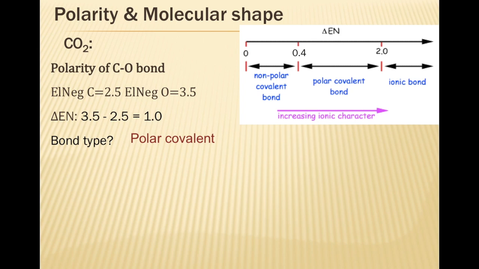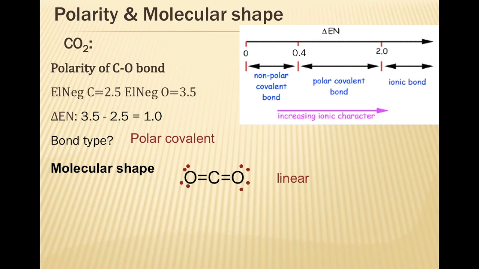Now we're going to look at the shape of carbon dioxide. To figure out shape, the best way to do it is to draw a Lewis structure, because that shows us how many electron pairs there are in the atom. So the shape of carbon dioxide is linear because it's got two electron groups, which are on opposite sides of the carbon atom. And so it's a linear shape.